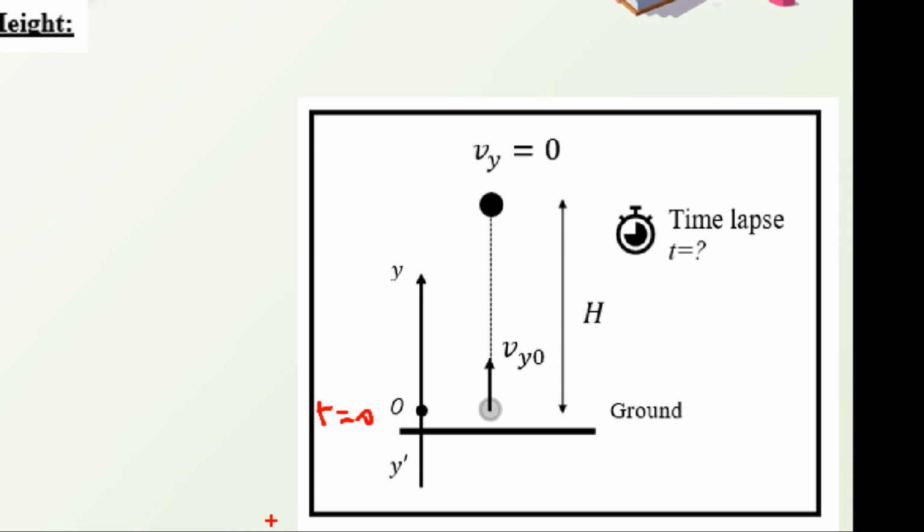So we can ask ourselves, what is the time required to reach the maximum height? We will demonstrate that the time would be given also by radical 2h over g, but it would be given a different interpretation. Now let's start.